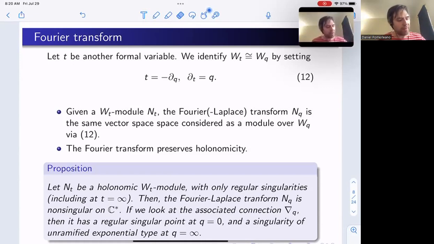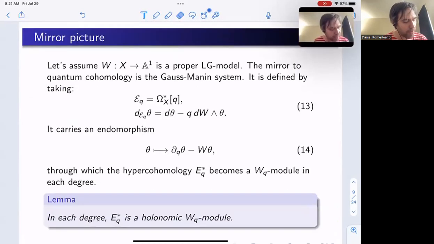So it's easier to work with, try to construct something which has only regular singularities, and do a Fourier transform and try to prove that that's the thing that we're after, the quantum connection. So let me show you how that works on the B side of mirror symmetry. So now we're going to get closer to the topic, to mirror symmetry and so on.